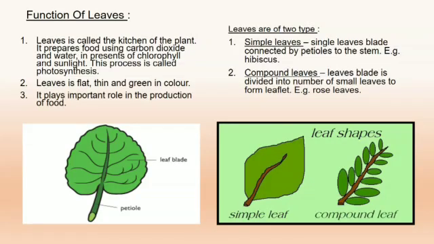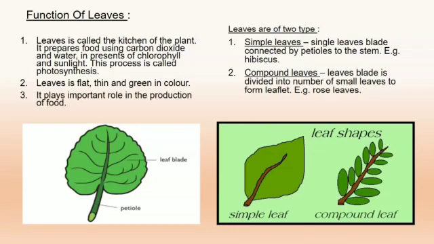Let's learn about leaves. Leaf is also called the kitchen of the plant. It prepares food using carbon dioxide and water, in the presence of chlorophyll and sunlight. This process is called photosynthesis. Leaf is flat, thin and green in color. It plays an important role in the production of food. There are two types of leaves, simple leaves and compound leaves.